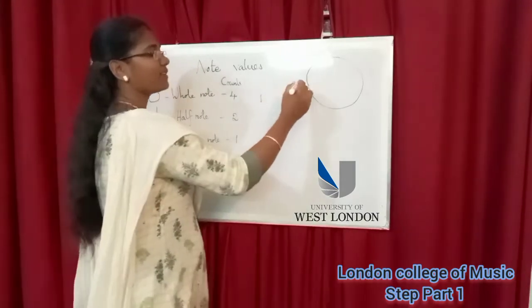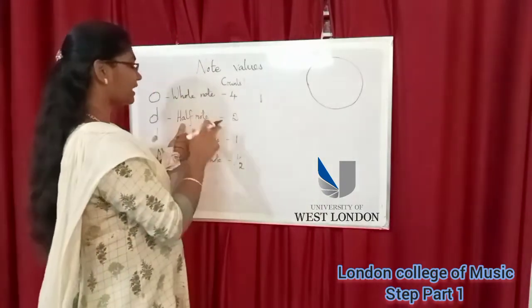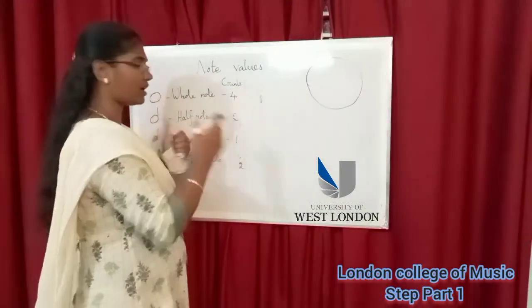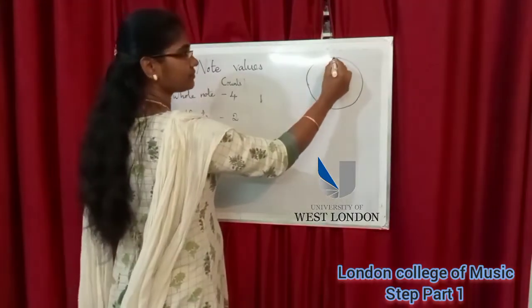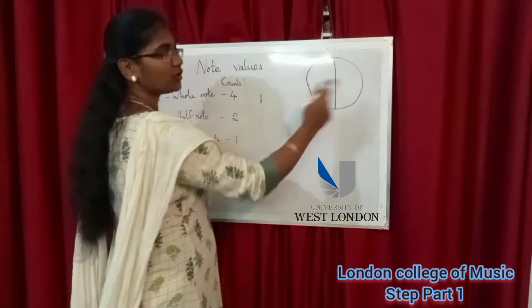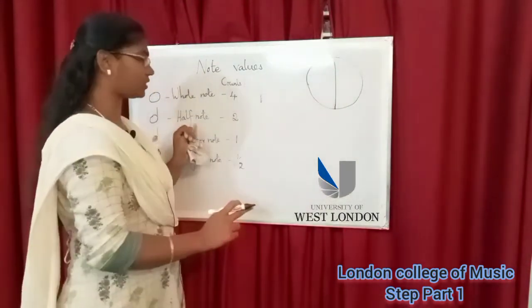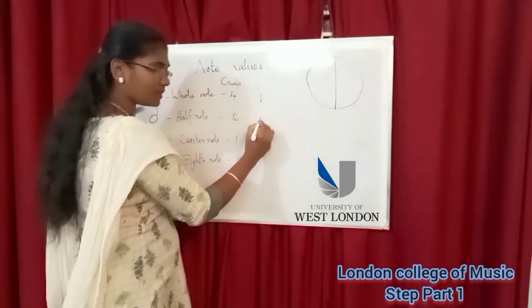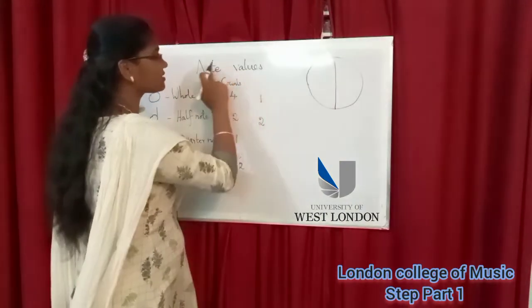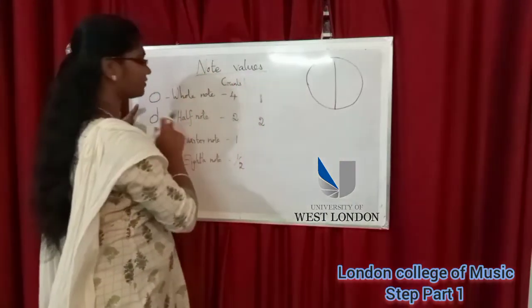Now we are dividing that into half pieces. So the half note divides it into 2 pieces. How many pieces? 2 pieces. So this 2 is the note value of the half note.